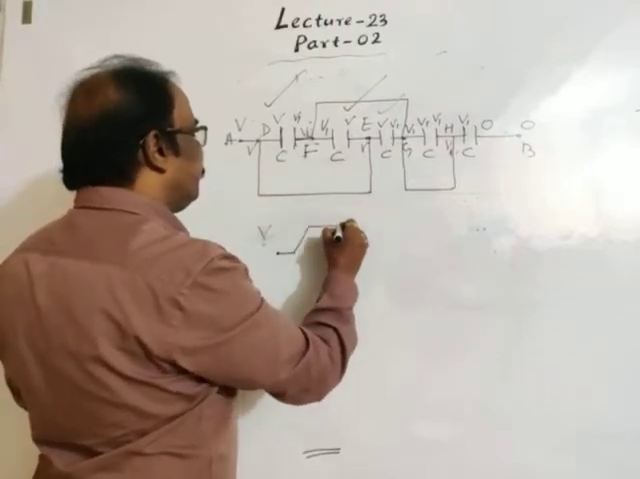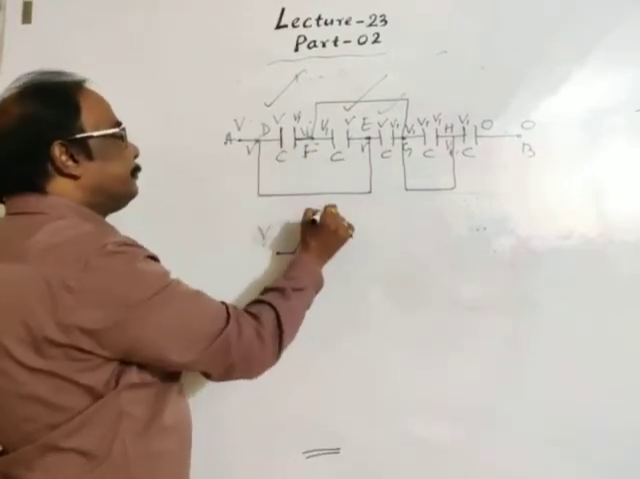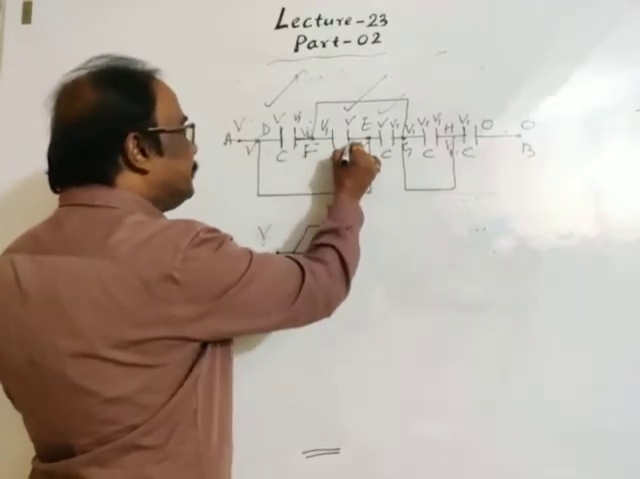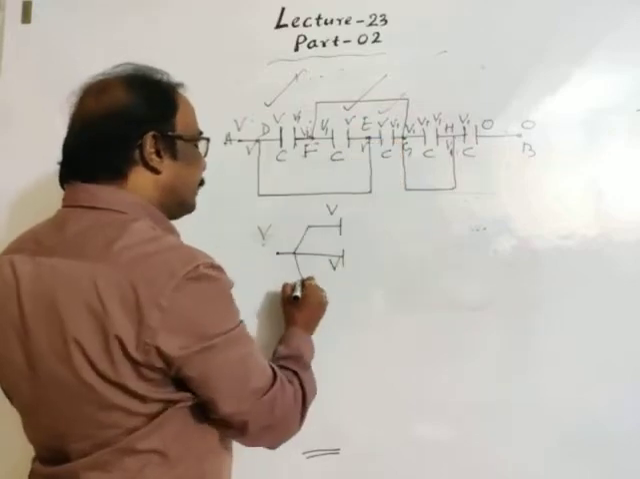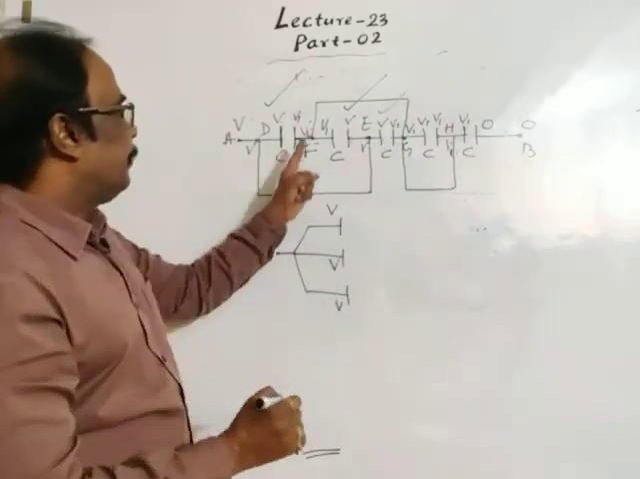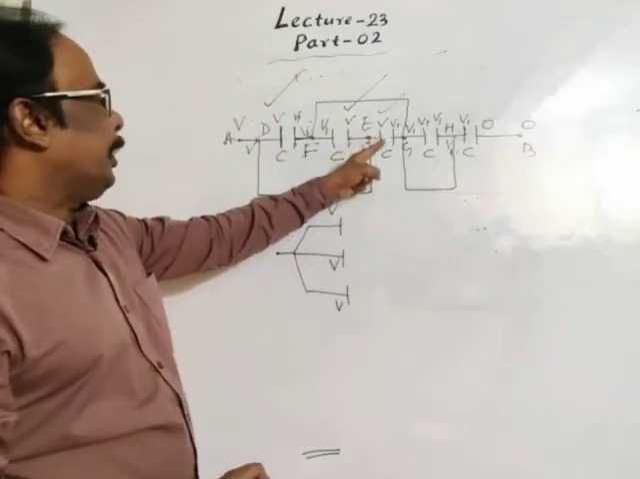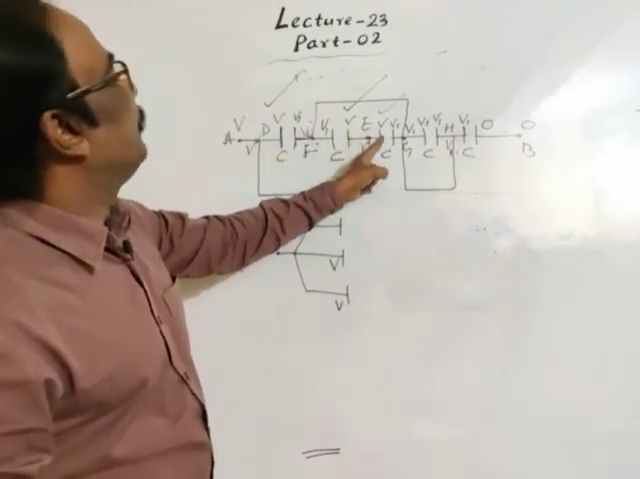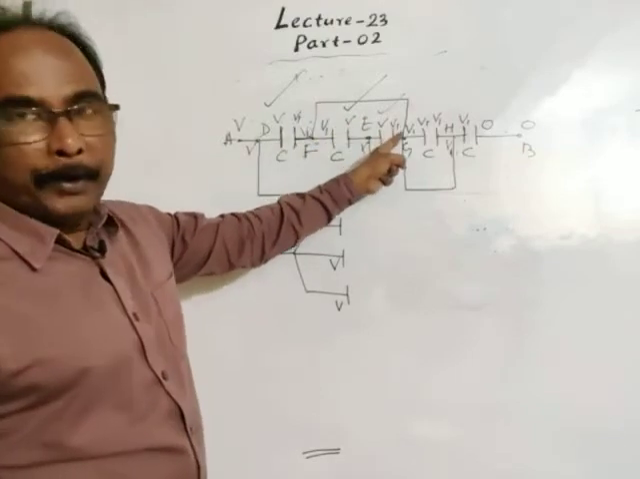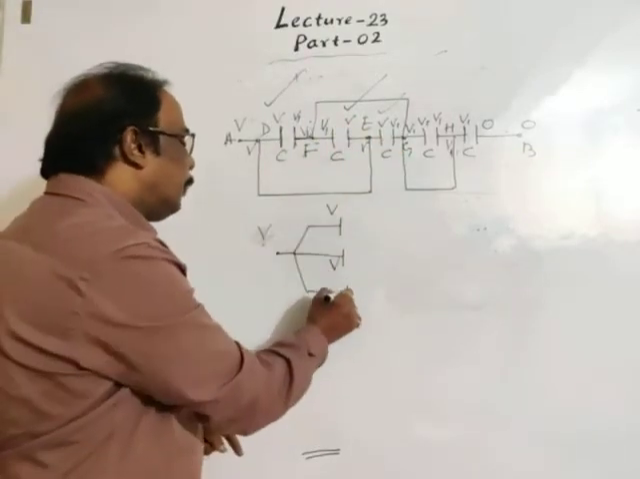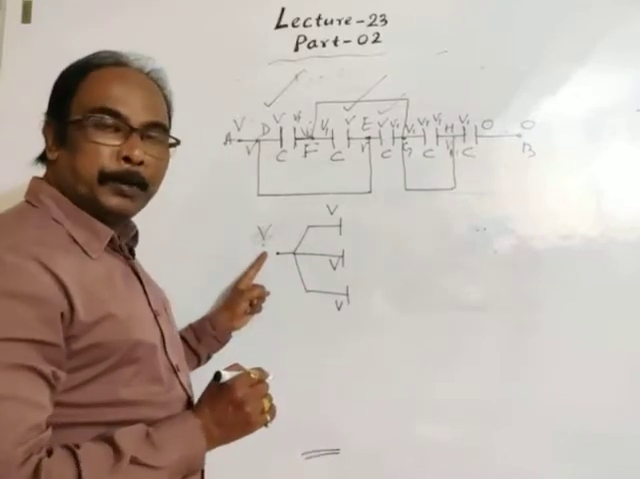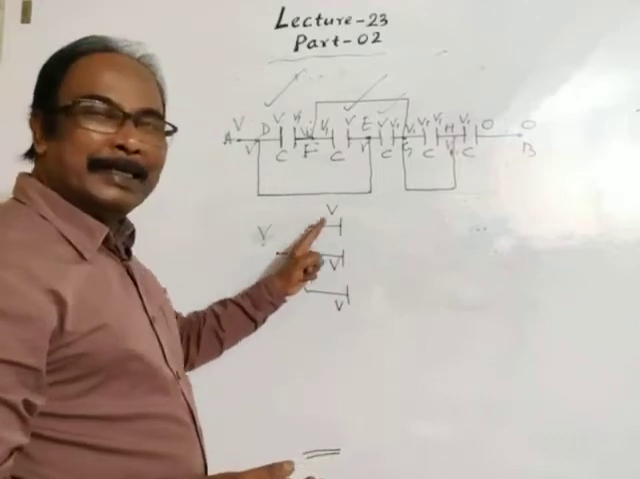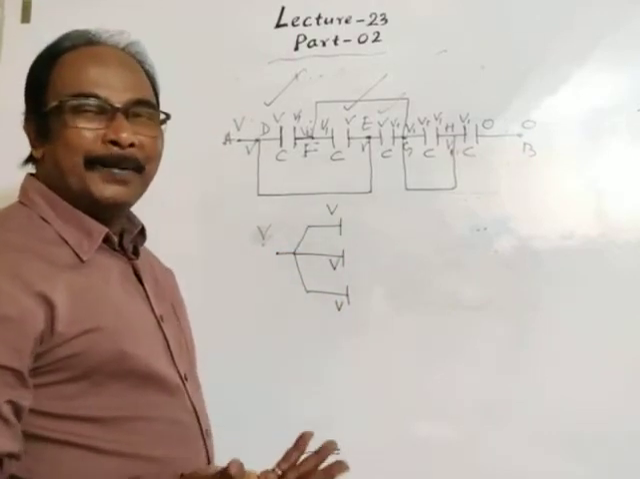So this is the plate, potential is V. This is the plate, potential is V. This is the plate, potential is V. Since the potential of all these plates is the same, they may be connected to a common point which is also at potential V. Means the potential of this plate is equal to the potential of all the first plates.